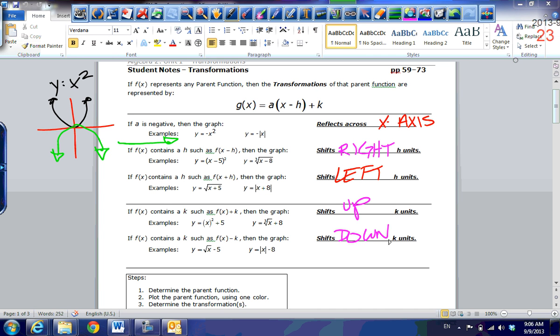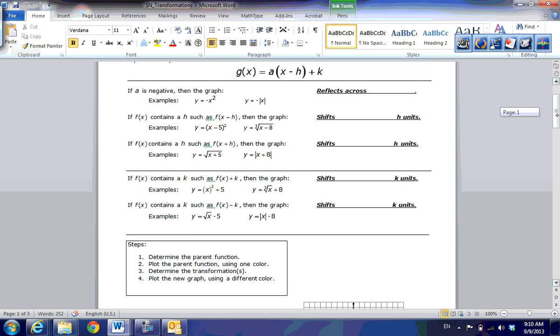That's it. That's all you got to know today. Those 5 things. If it's a negative, flips upside down. If it's a plus sign on the inside of the parentheses, goes to the left. If there's a minus sign on the inside of the parentheses, goes to the right. If there's a plus on the outside of the parentheses, it goes up. And then if it's a minus on the outside, it goes down. Questions? Is it easy?